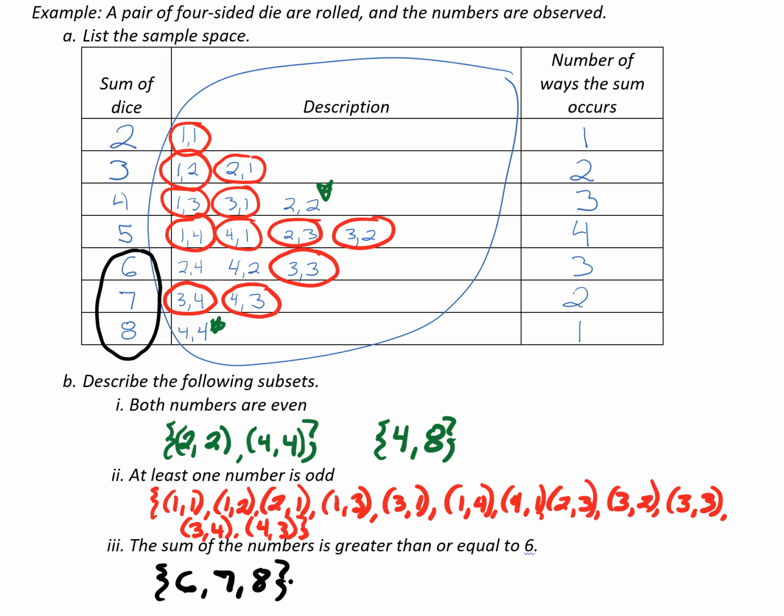So there's many ways to look at this problem, and it depends on the phrasing of the question. I had already set up the table for this problem. If you encounter a similar problem where it says a pair of 4-sided die are rolled, then you could use this table. Or if you encounter a problem where it says a pair of 6-sided die are rolled, you'll need to make a longer table since there's more sides.